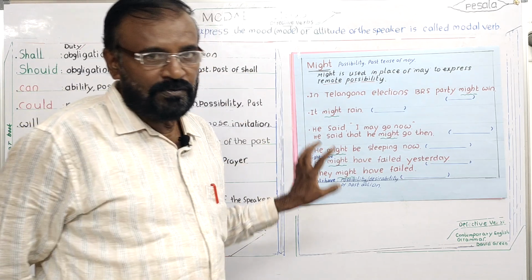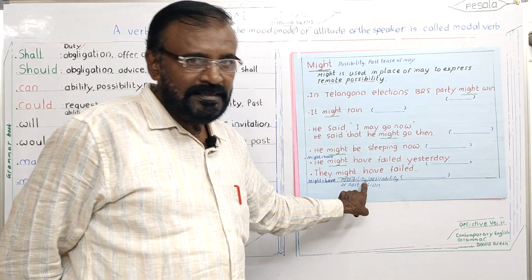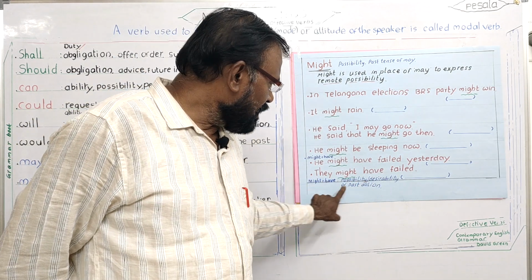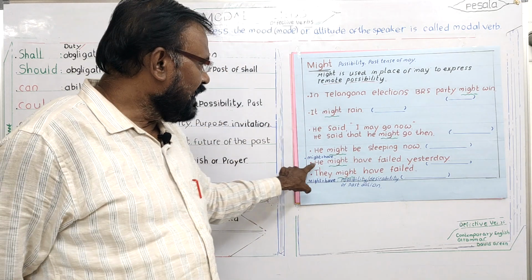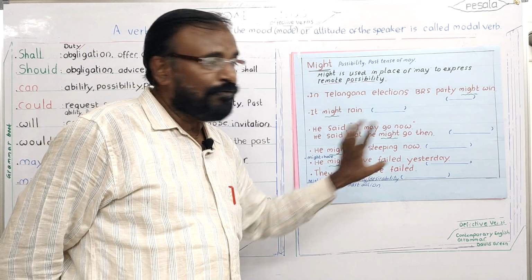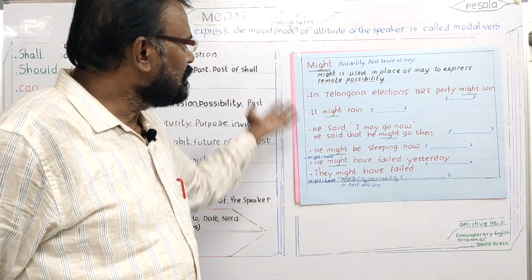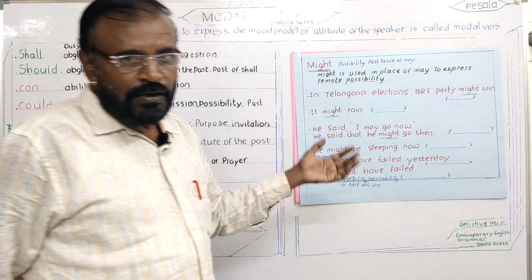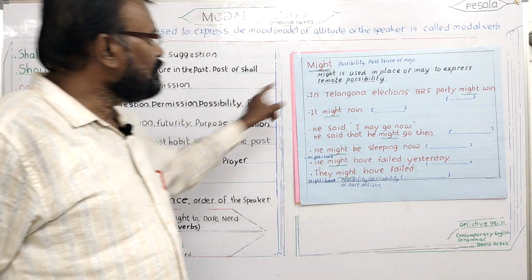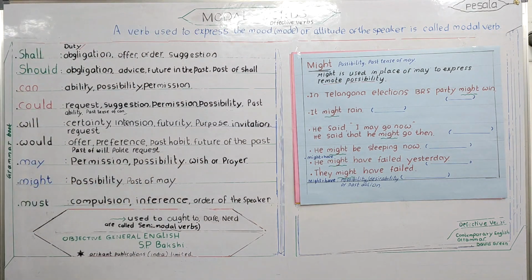And might plus have. Might plus have is used for possibility, desirability of past action. That's he might have failed yesterday. They might have failed. For these purposes, we use the modal verb might. Next one is must.